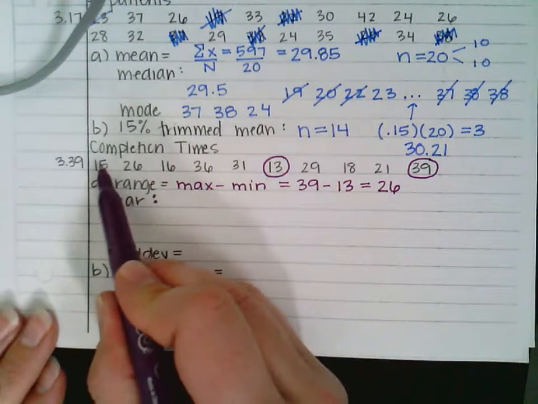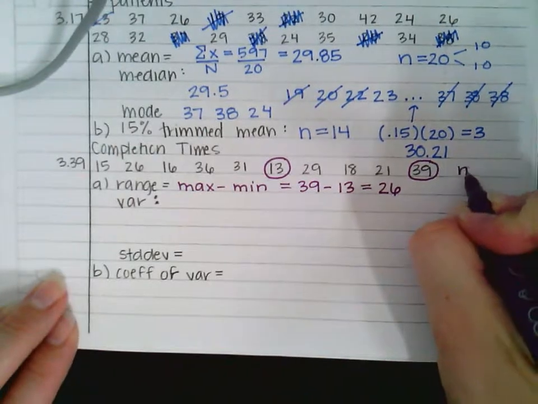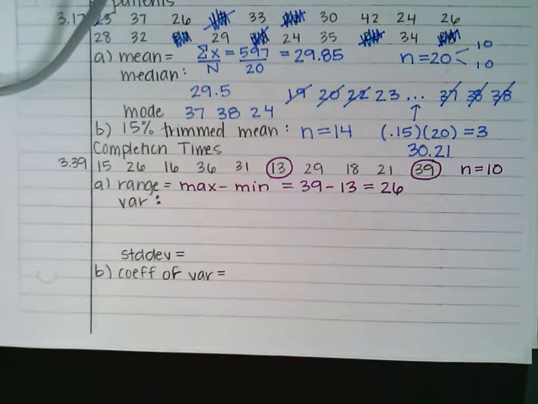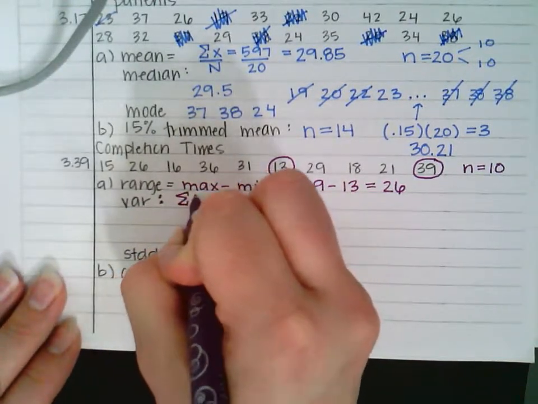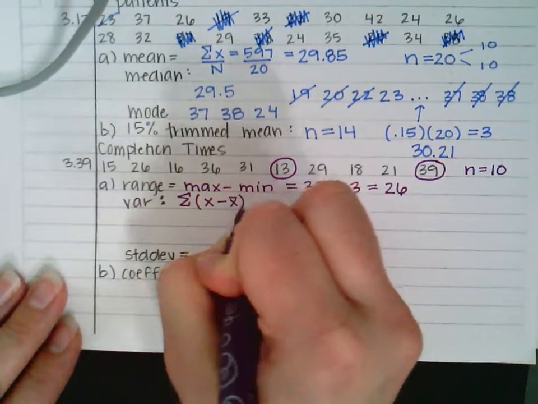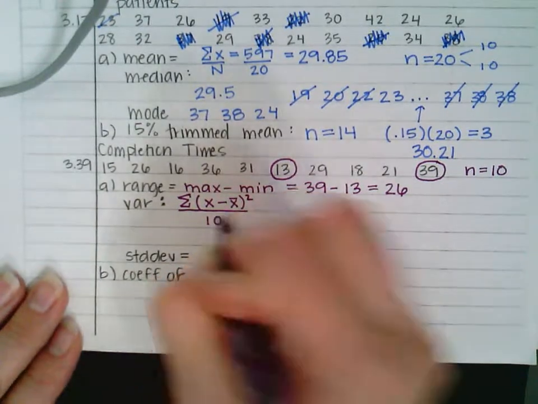Now, how many data points do I have? 1, 2, 3, 4, 5, 6, 7, 8, 9, and 10. So n equals 10. Now, how we calculate variance is you have to add up x minus the mean squared, and then divide that by 10.